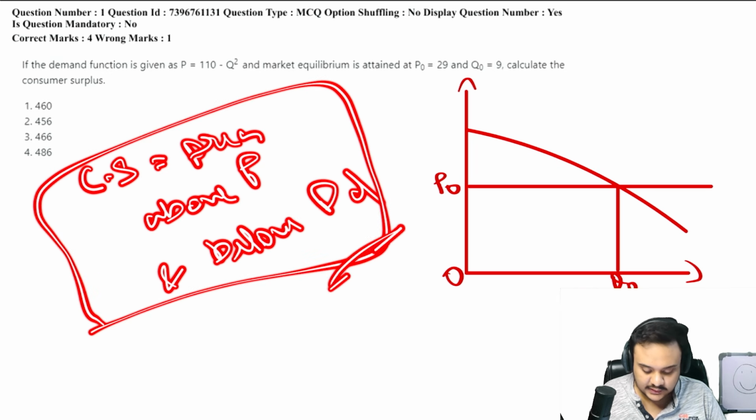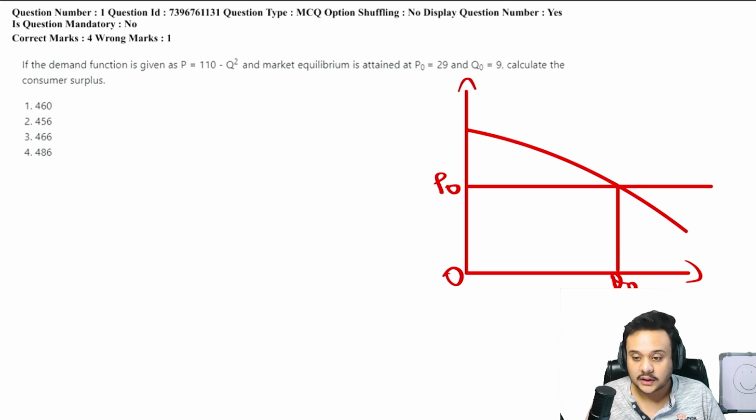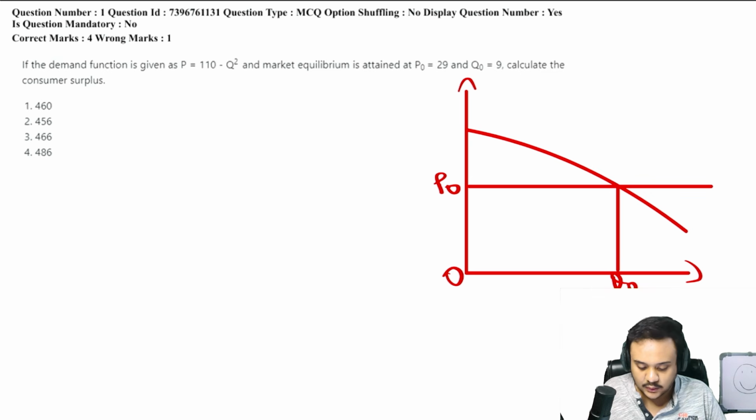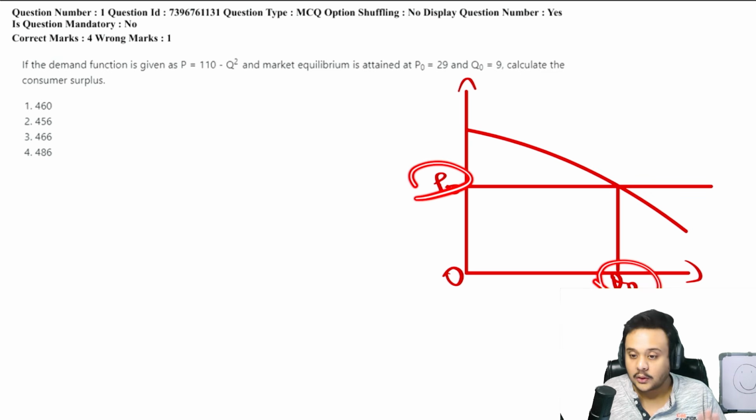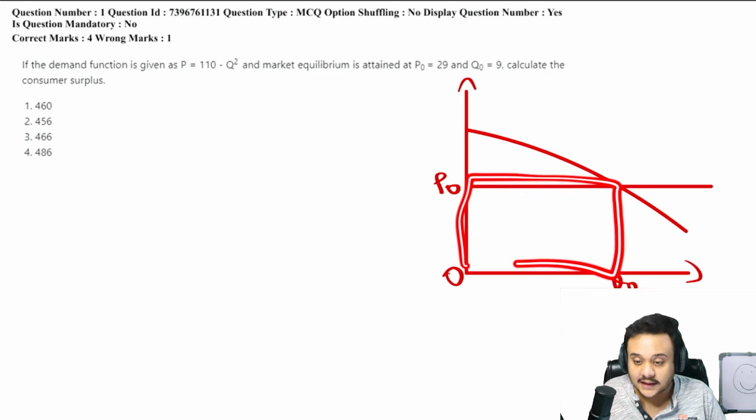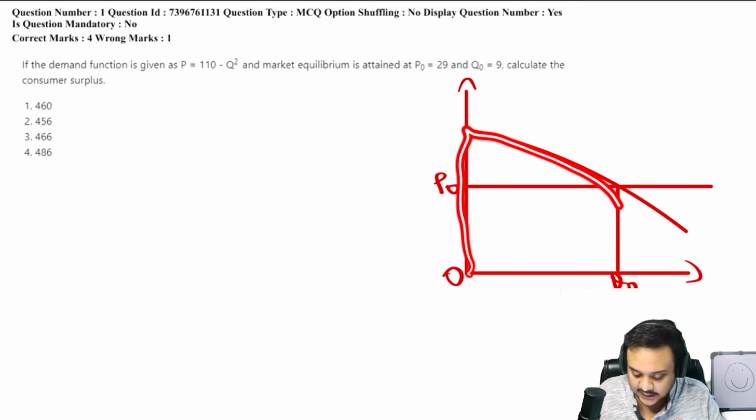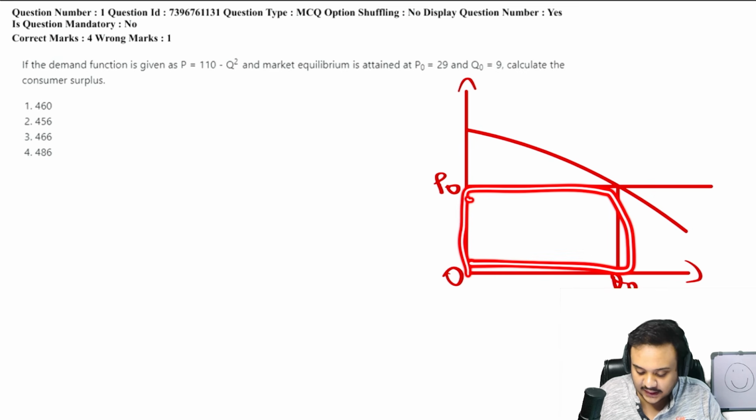You already know this, right? That is what it is. So just shade that region out. This is what we are trying to calculate. And how can we do that? You know the price and quantity already, so you know the area of this smaller rectangle, right? So all you have to calculate is this entire area, and then you can subtract the area of this rectangle from this entire area.